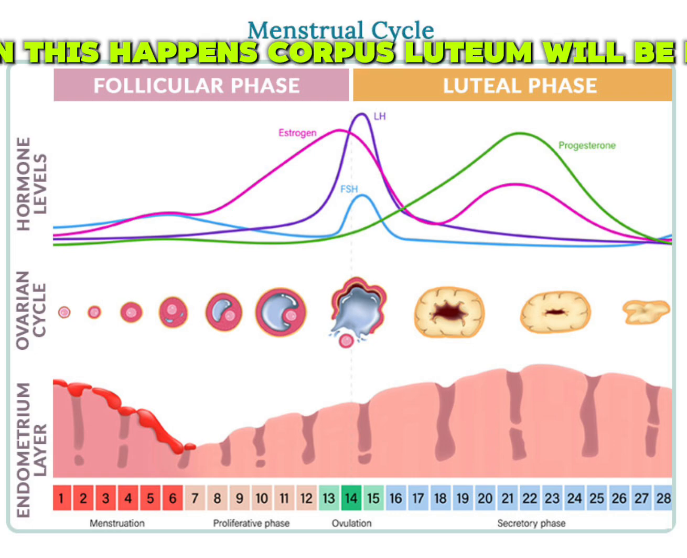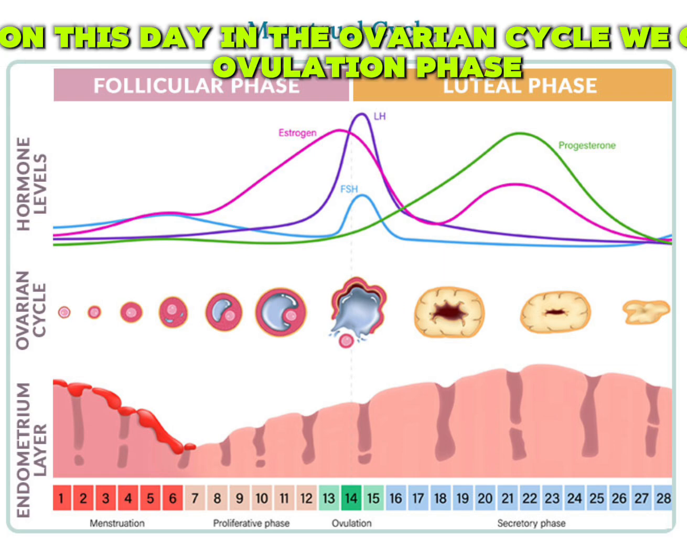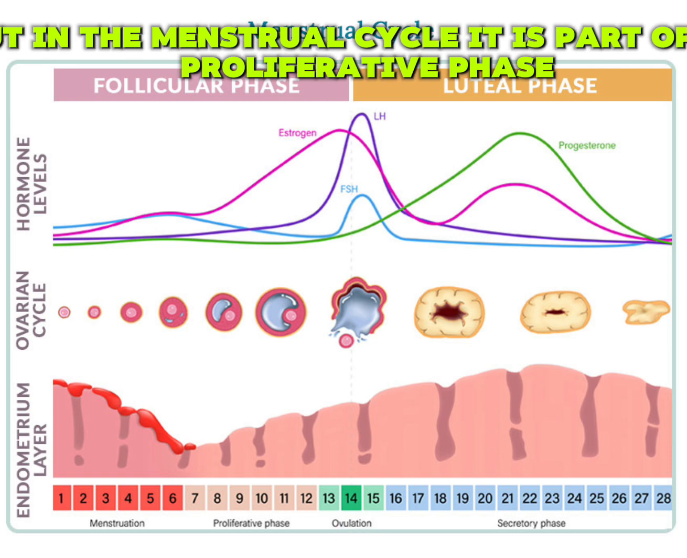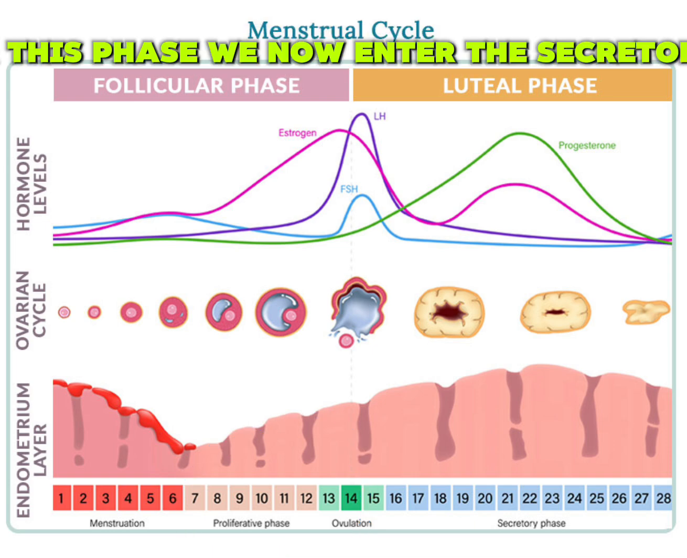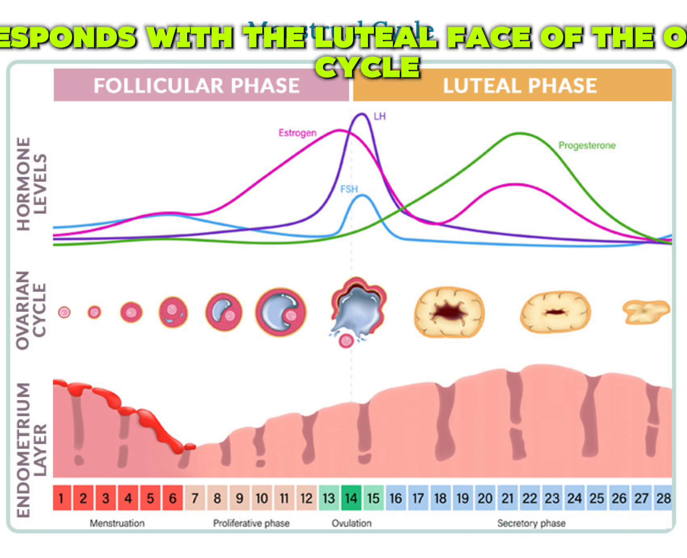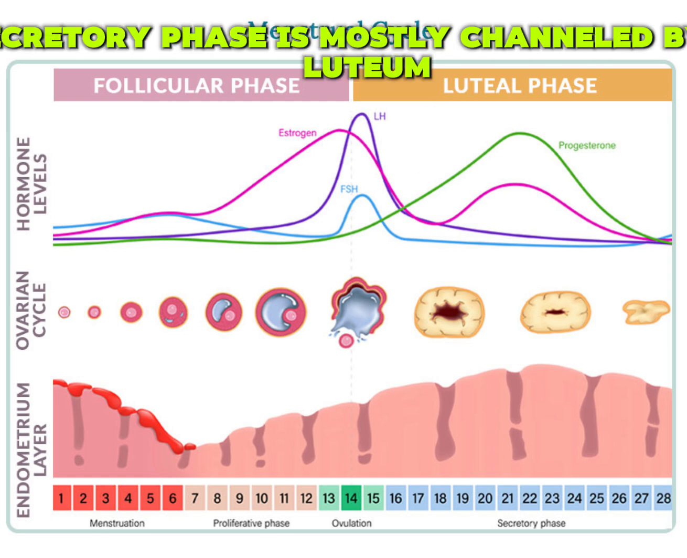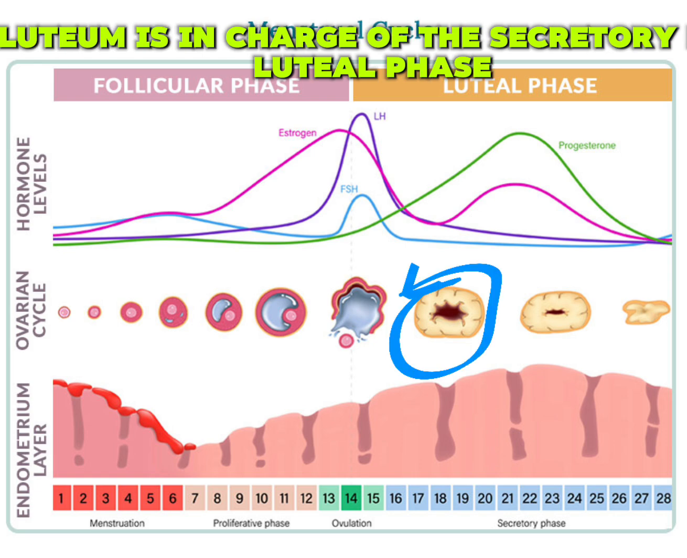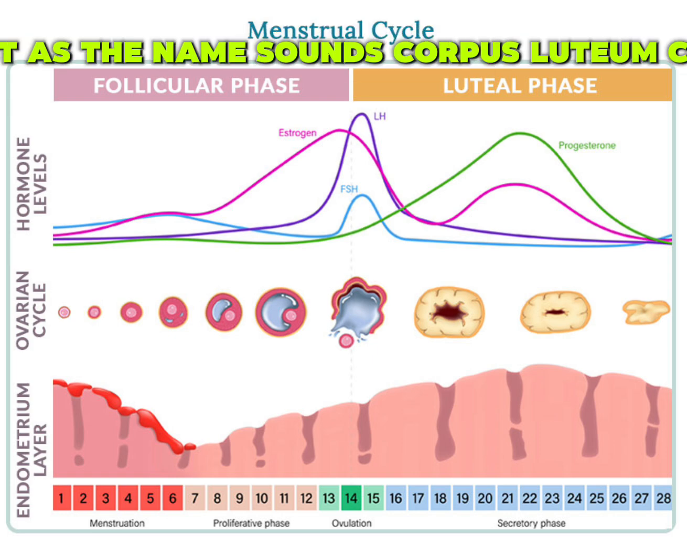When this happens, corpus luteum will be formed. And on this day in the ovarian cycle, we call it ovulation phase. But in the menstrual cycle, it is part of the proliferative phase. After this phase, we now enter the secretory phase. The secretory phase corresponds with the luteal phase of the ovarian cycle. This secretory phase is mostly channeled by corpus luteum. Corpus luteum is in charge of the secretory phase and luteal phase, just as the name sounds, corpus luteum.